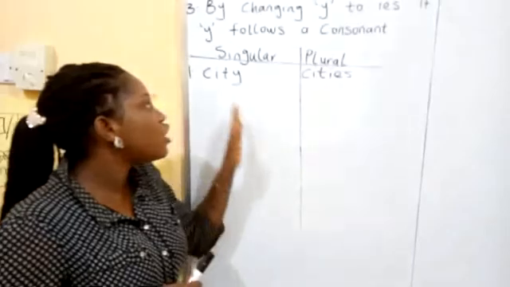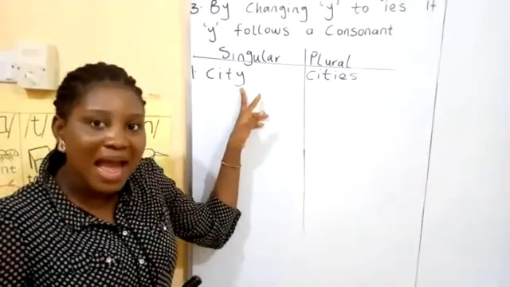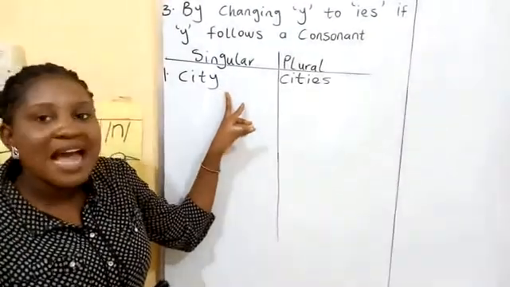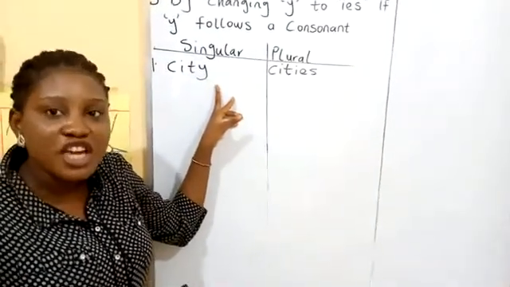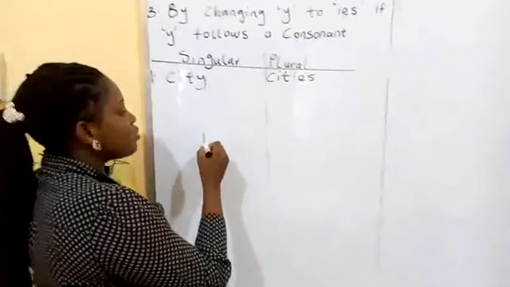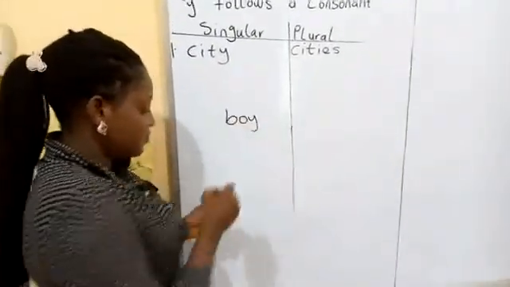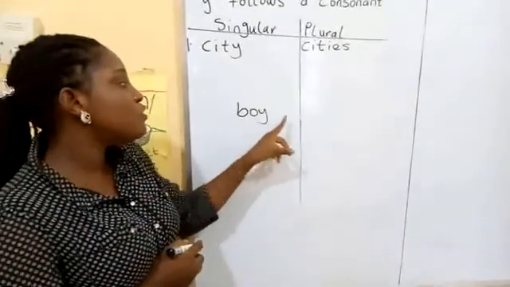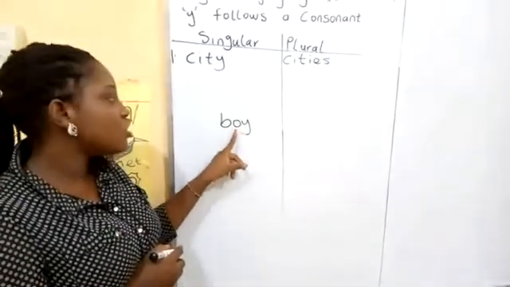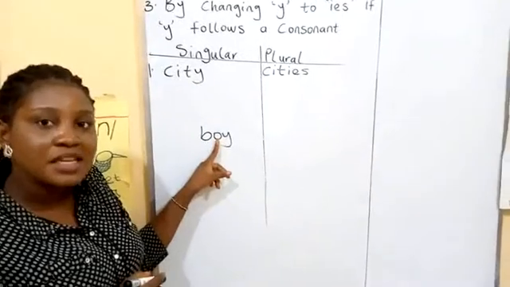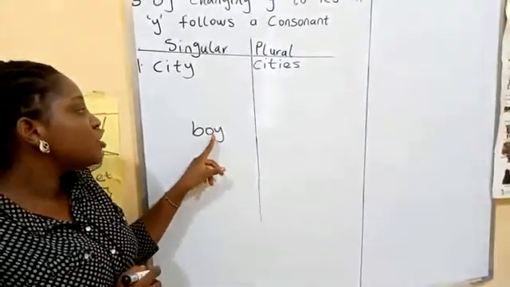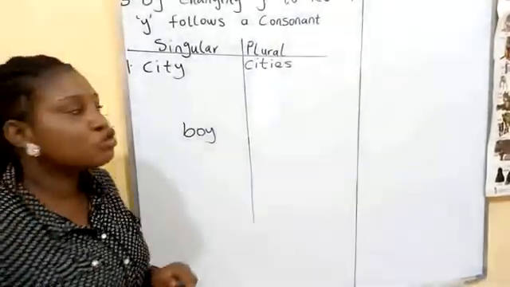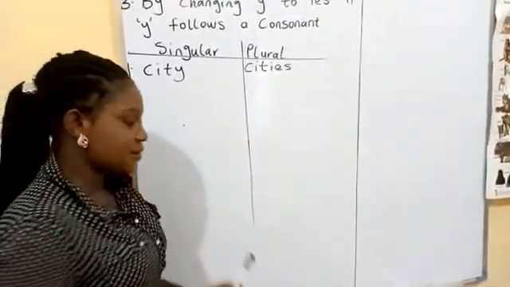Take note, it is not all the words that end with y that we change to IES. We have words that end with y, but we do not change it. Take for instance, a word like boy. It ends with y, but when changing it to plural, we don't change this because it does not follow a consonant, it follows a vowel. So it is only the y that follows a consonant that we change to IES.